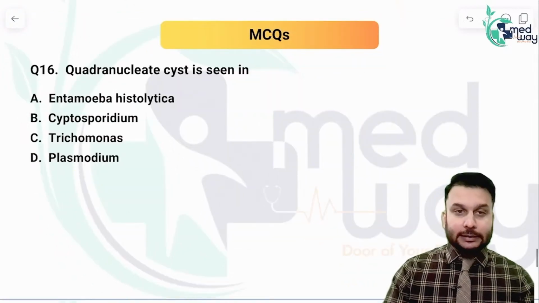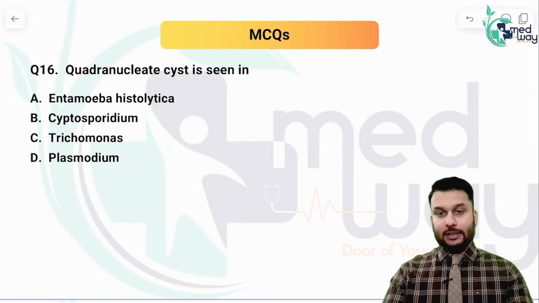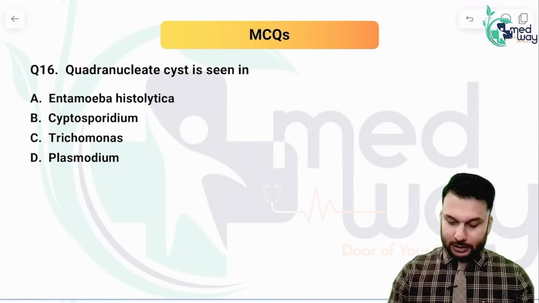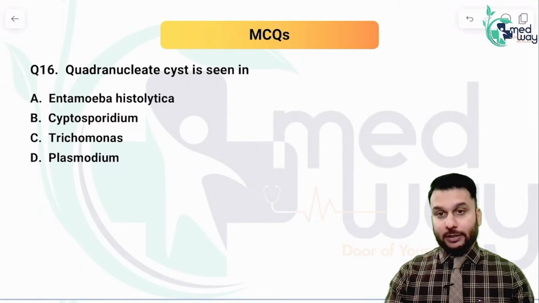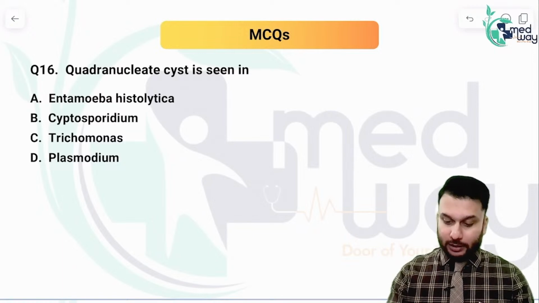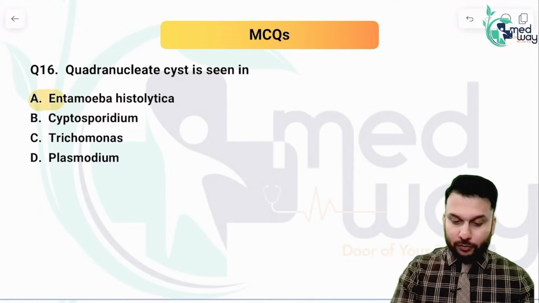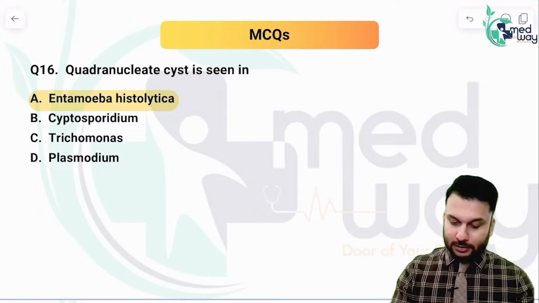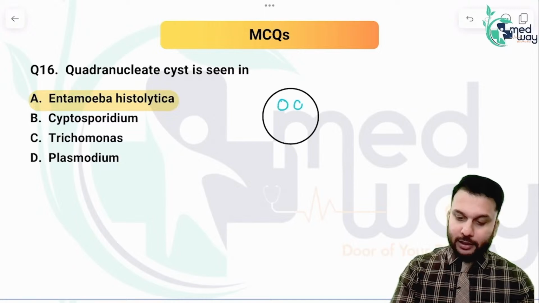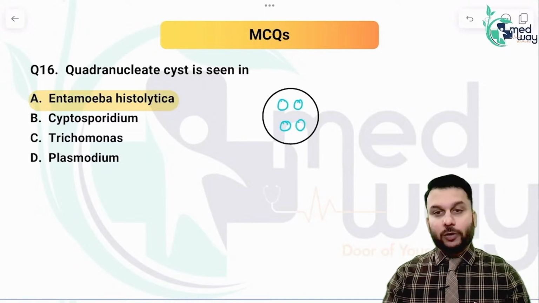All right. Next, quadranucleate cyst is seen in. Doctor, quadranucleate cyst is a feature of two parasites. One is Entamoeba histolytica and the second one is Giardia. Both of them have a cyst that will be presenting like this. It will have 4 nuclei inside it. This is called quadranucleate cyst.